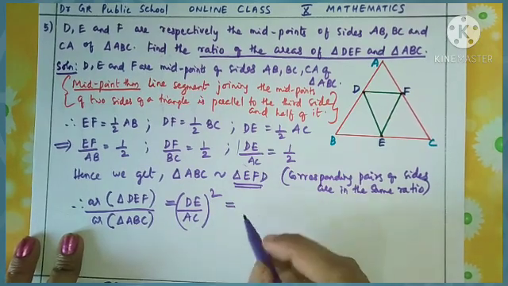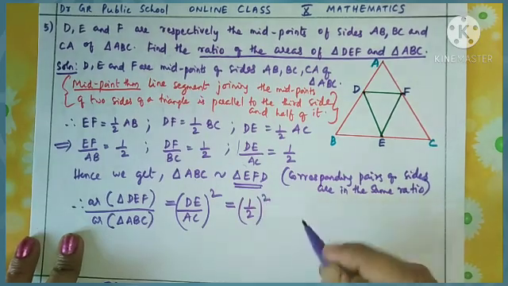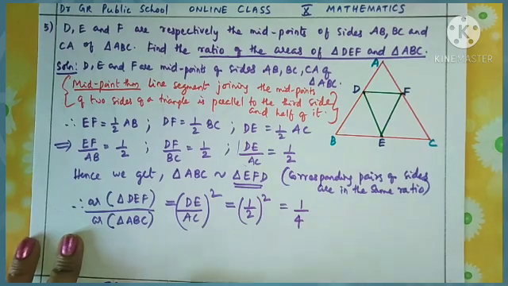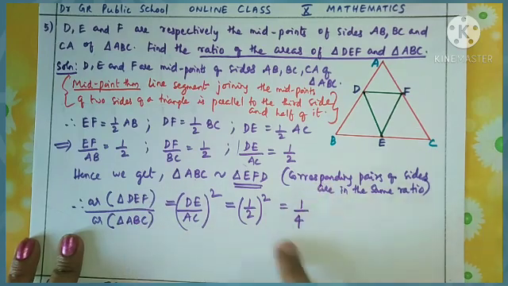So what is this equal to? What is the value? 1 by 2. So 1 by 2 the whole square. What is 1 by 2 the whole square? 1 by 4. So thus what you got? The ratio of the two areas is equal to 1 by 4.